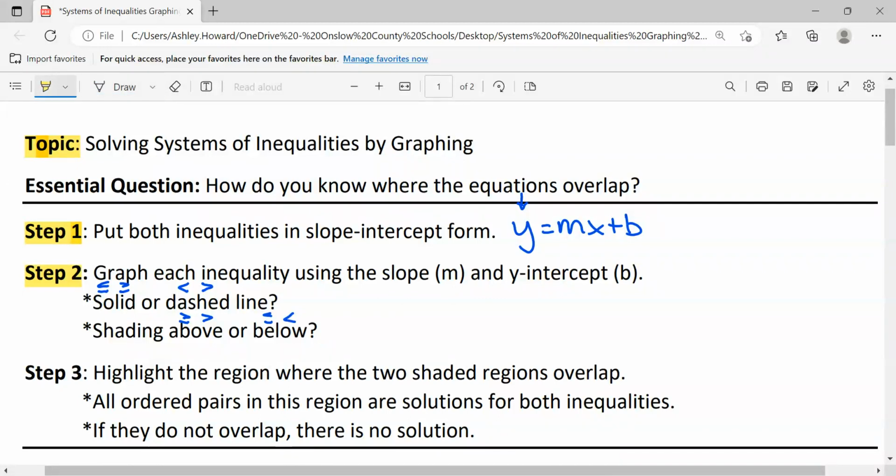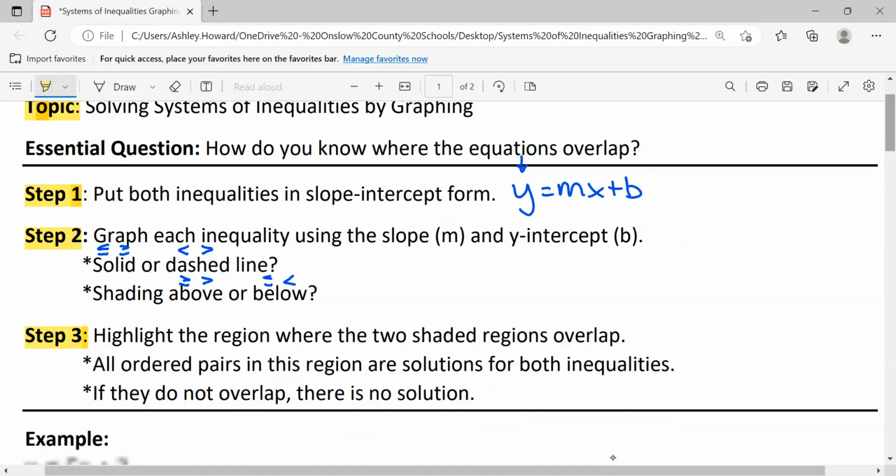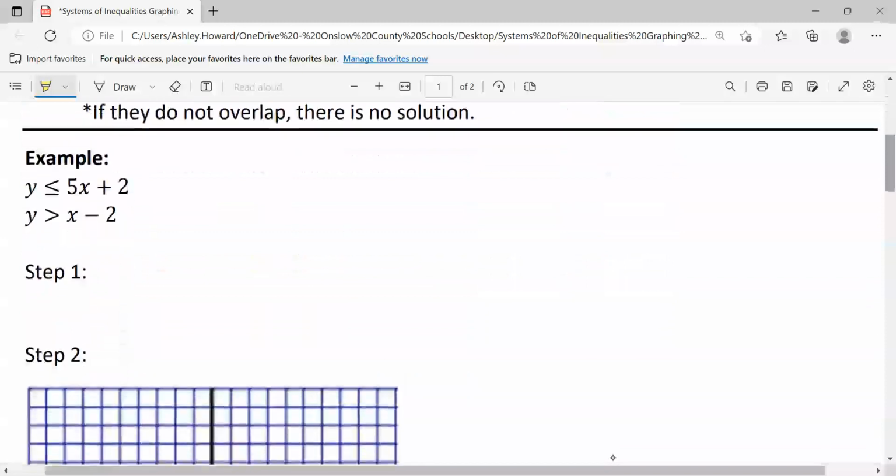So after we go ahead and graph both of those inequalities and shade in the correct direction, our last step to identify the common solutions is to highlight the region where the two shaded regions overlap. So where they overlap are going to be all of their common solutions. All the ordered pairs in that region are solutions for both inequalities. And if there is no overlap, then we would write that they don't have a solution in common, or we would say no solutions. Okay, so let's go ahead and look at an example.